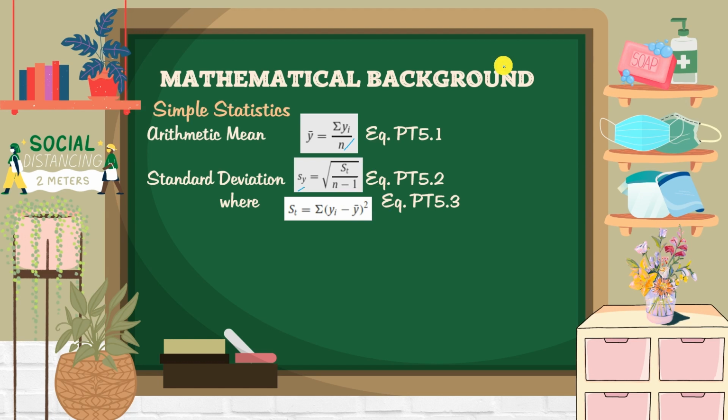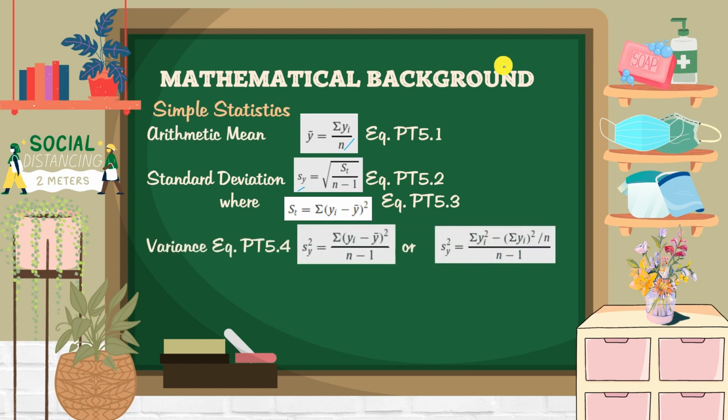The spread can also be represented by the square of the standard deviation, which is called the variance. So, in equation PT 5.4, variance, or S sub y squared, is equal to the summation of y sub i minus the arithmetic mean, squared, all over n minus 1. Or S sub y squared is equal to the summation of y sub i squared minus the square of the summation of y sub i over n, all over n minus 1.